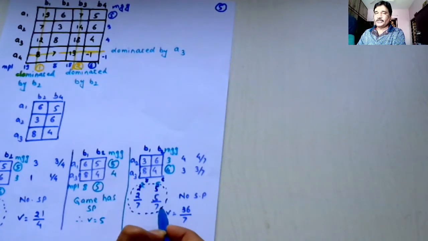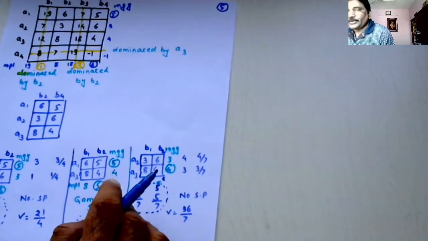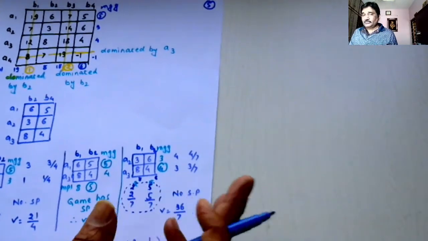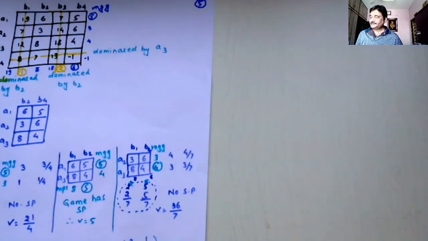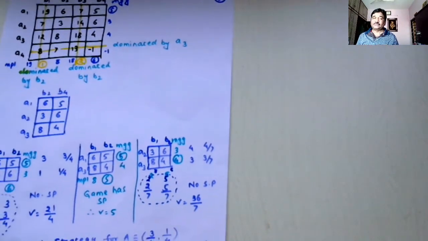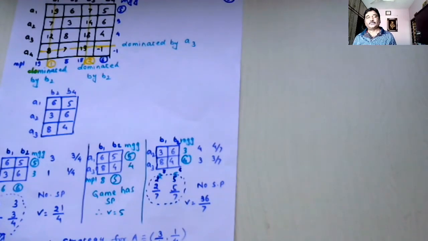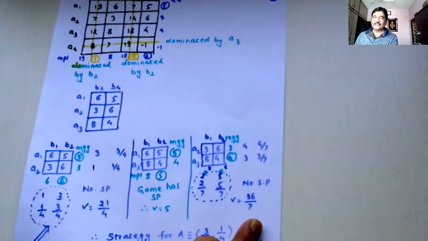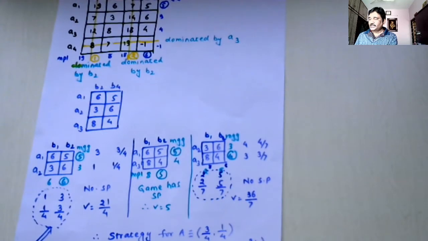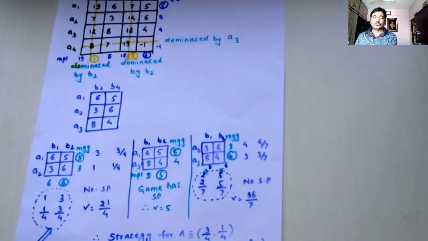So proportions of courses of action B1, B2, you should not hurry to find them, because it may not be needed. You compare the game values, whichever is maximum, because player A will be choosing the course of action which will give him maximum gain, and maximum gain here is 21 by 4. By comparing all these game values, this is maximum. That means player A will be choosing to play A1 and A2 out of A1, A2, A3.